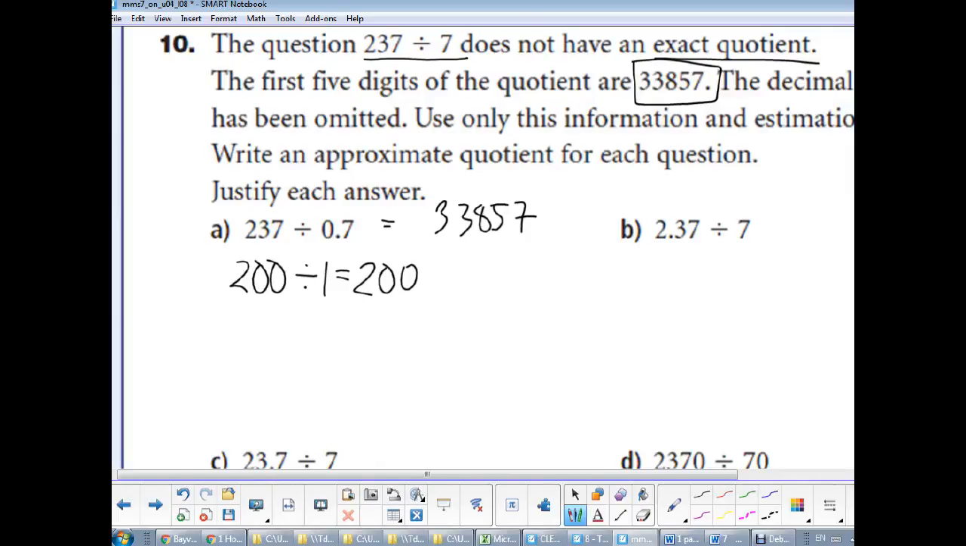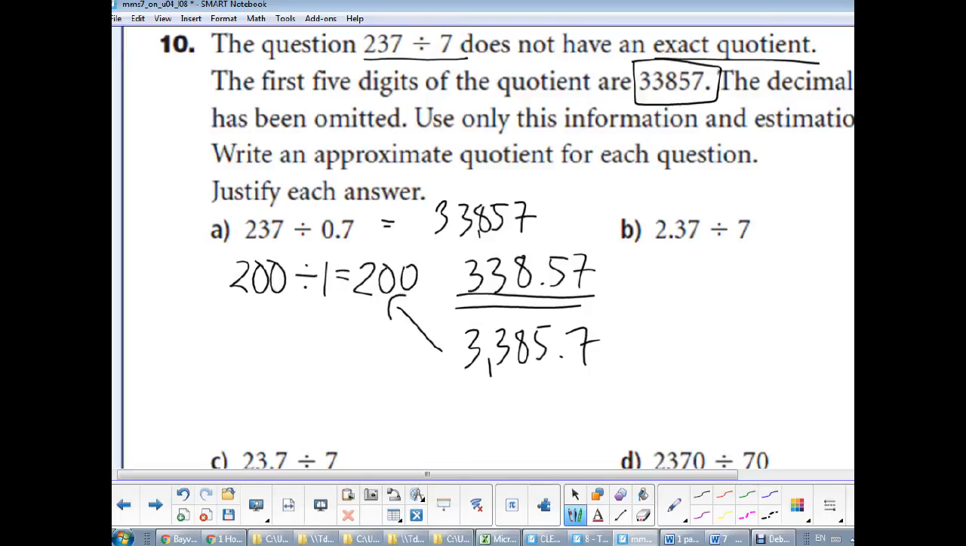So this number is 33,857. The closest number to that is going to be 338.57. And so this would be the answer. If we look at the other options, would be 3,385.7. Well, that's not anywhere close to 200. Or what if we got smaller? What if we said it was 33.857? Well, that's nowhere near 200 either. So this is too small. This is way too big. 200 is clearly the closest here. A reminder again, we know the answer for 237 divided by 0.7 has to have these 5 digits, 33857, in that order. We just don't know where to put the decimal.